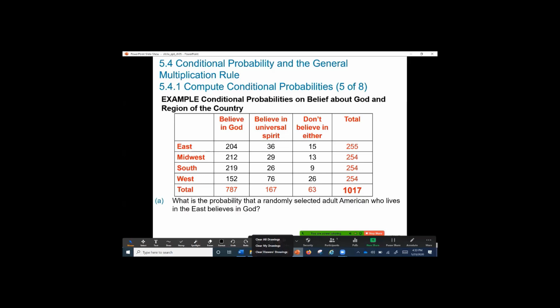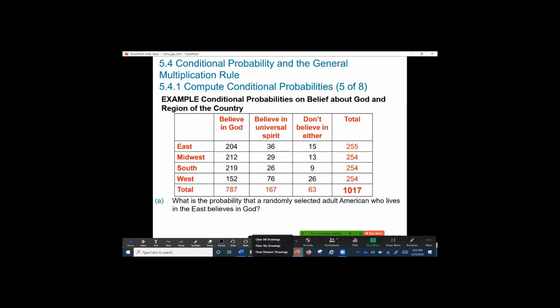But what is the probability that the randomly selected adult American who lives in the East believes in God? I am going to ask you one question. What kind of probability is this? It's a compound event, but what is the connection between these two events? We can connect these two events with "or", we can connect them with "and", or we can connect these two events by a conditional.